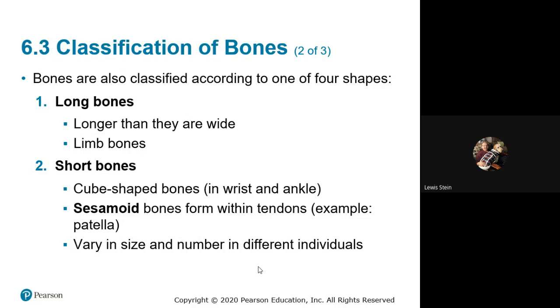Because of that, when they're injured, they're hard to heal. When they break, the blood gets in there, and blood is very destructive inside of the joint. So there's other bones. A sesamoid bone forms within a tendon. The classic is the knee. There's other sesamoid bones, and they vary in size and number.